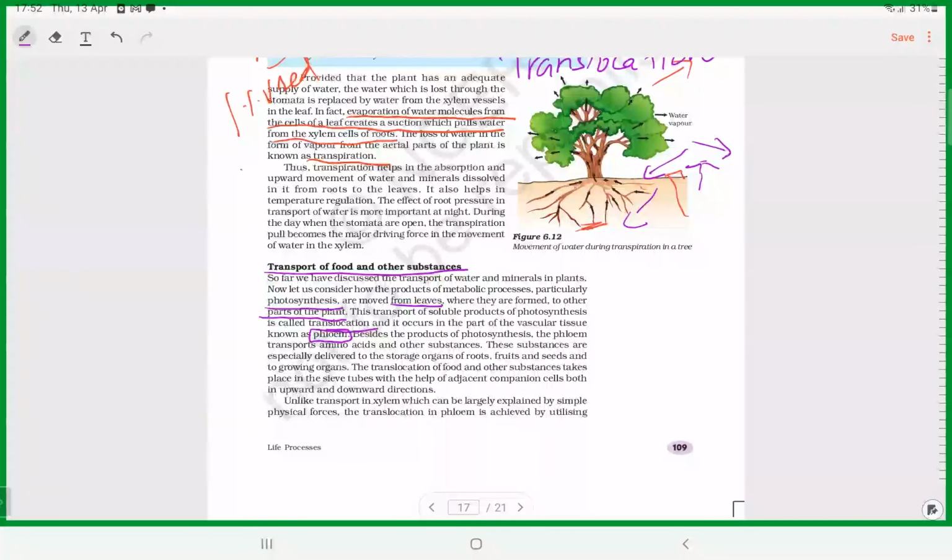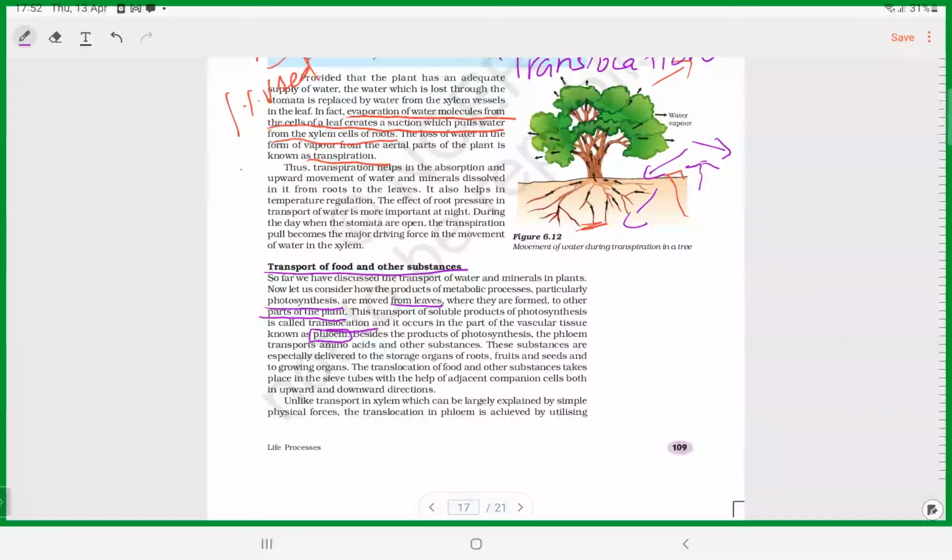And then phloem components: sieve tube elements, companion cells, phloem fiber, phloem parenchyma. Sieve cells and sieve tubes together are called sieve tube elements, or sieve elements. Nearby, companion cells. Nearby, phloem fiber. And then phloem parenchyma. Can you understand?